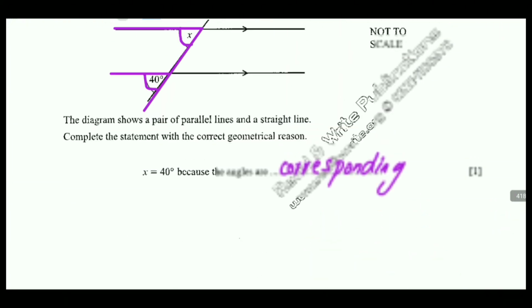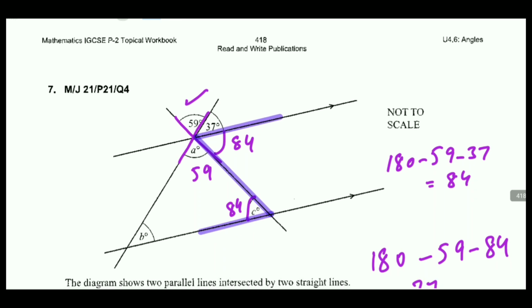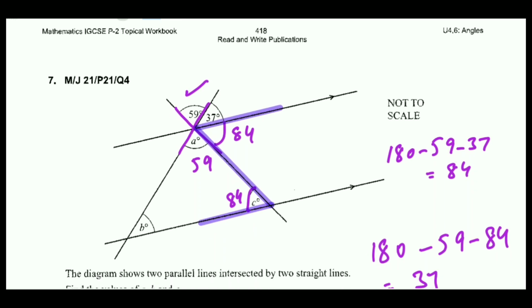These were some questions in the angles topic. So I hope you have understood that topic.